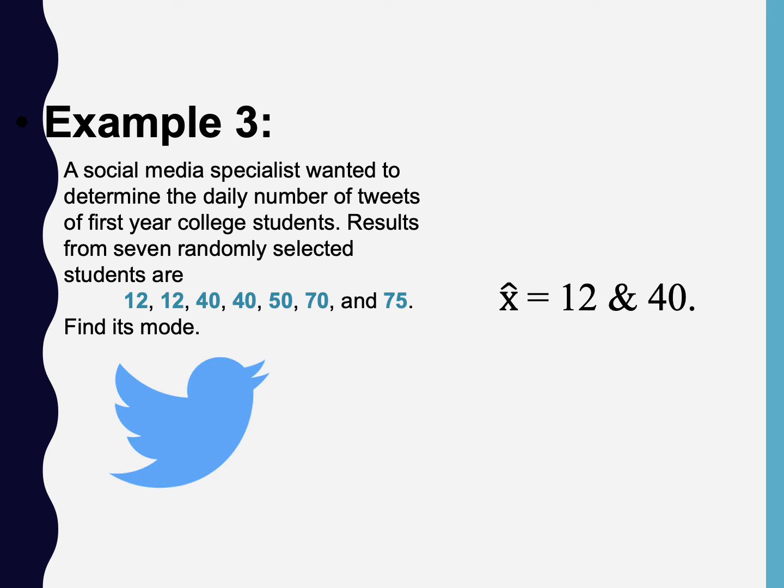Next example, a social media specialist wanted to determine the daily number of tweets of first-year college students, and the results from 7 randomly selected students are the following. So, what is the mode, or find its mode? Notice that the values 12 and 40 both occurred twice, while the rest occurred only once. Hence, you have two modes in this data set, which are 12 and 40.